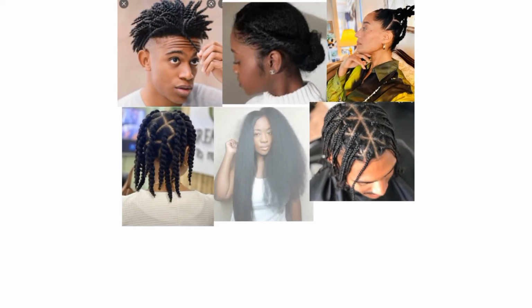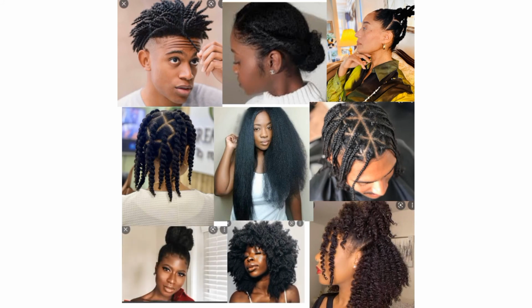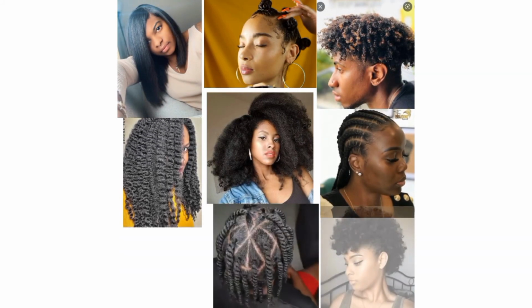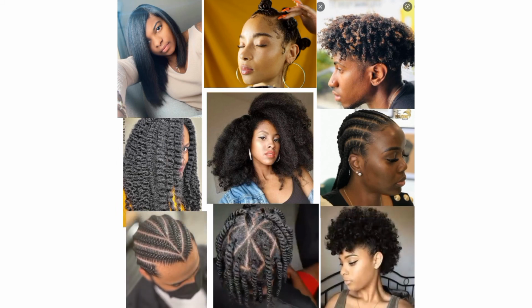Our hair is extremely flexible and it can be molded into different patterns through twists, braids, and stretching, heat and heatless stretching, and etc.